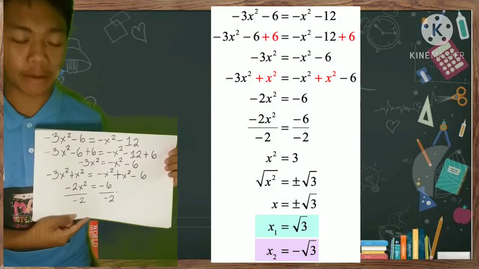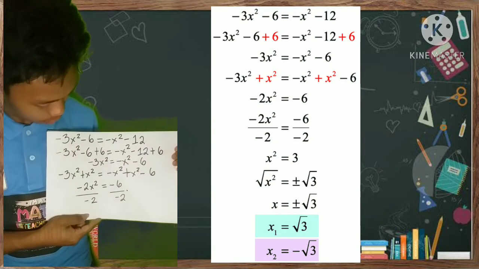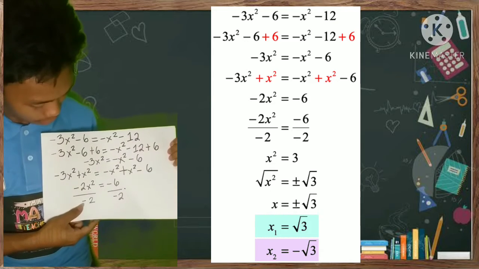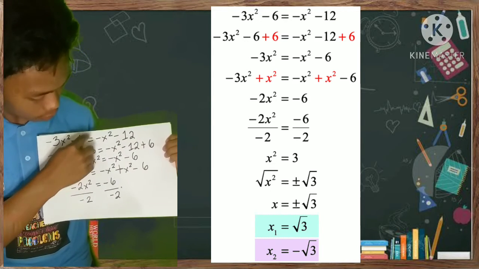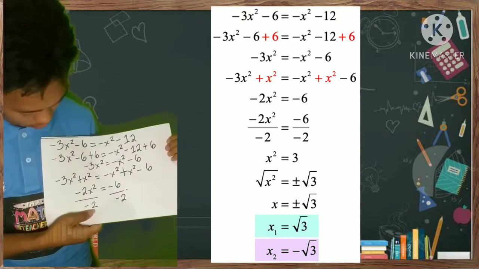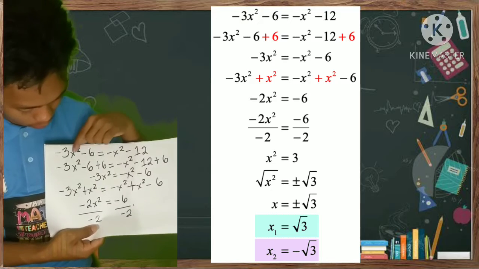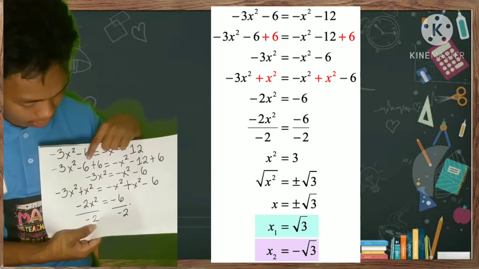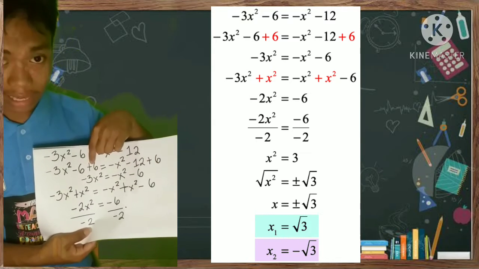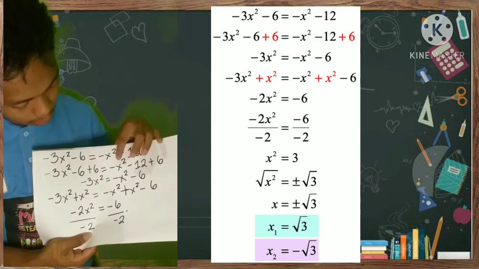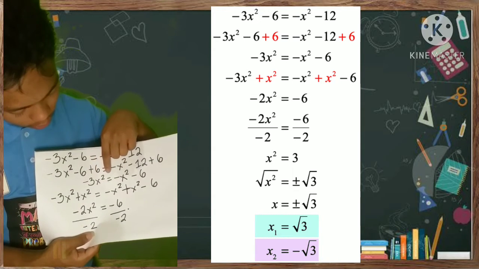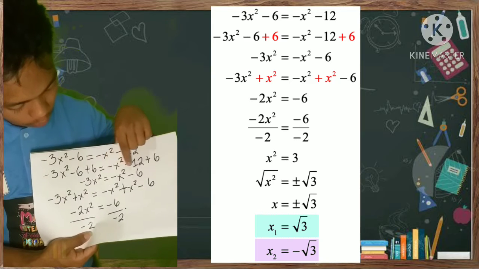So for another example, negative 3x squared minus 6 is equal to negative x squared minus 12. Our main goal is to transform negative 6 to one side and negative x squared to the other side. So first, negative 6: we add positive 6 in order for it to become 0, as we add on this side. So negative x squared minus 12 plus 6. So negative 3x squared is equal to negative x squared minus 6.